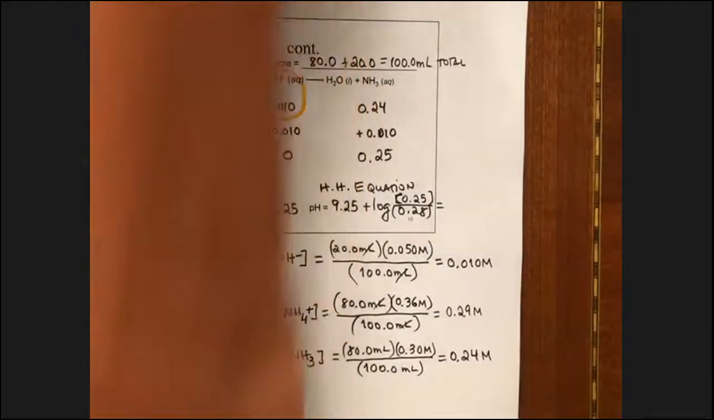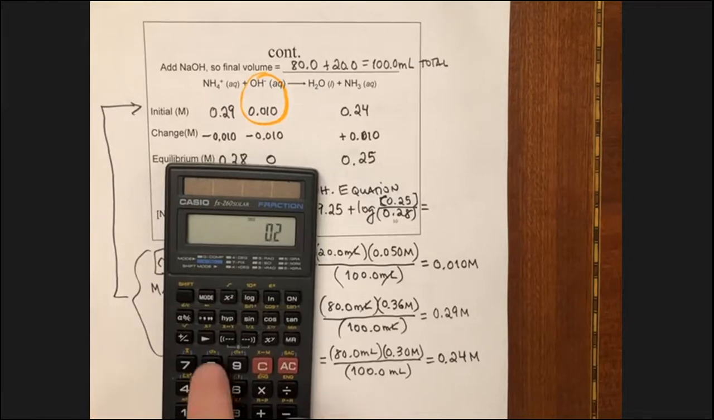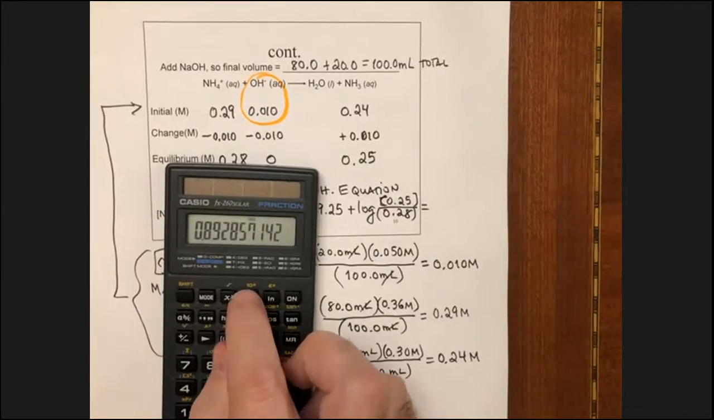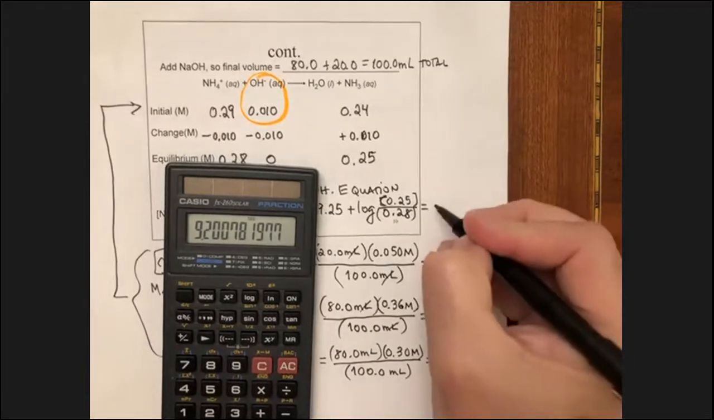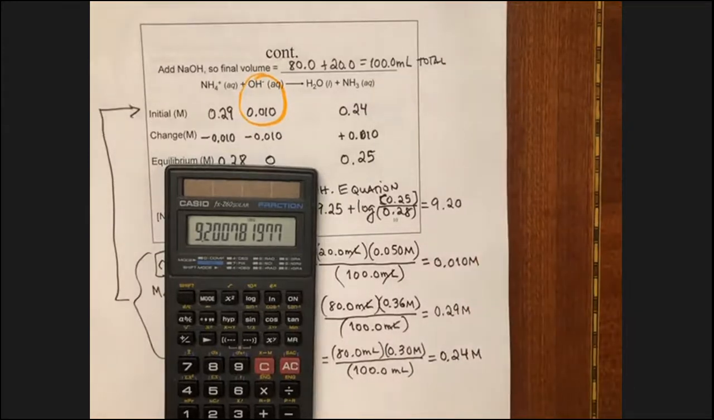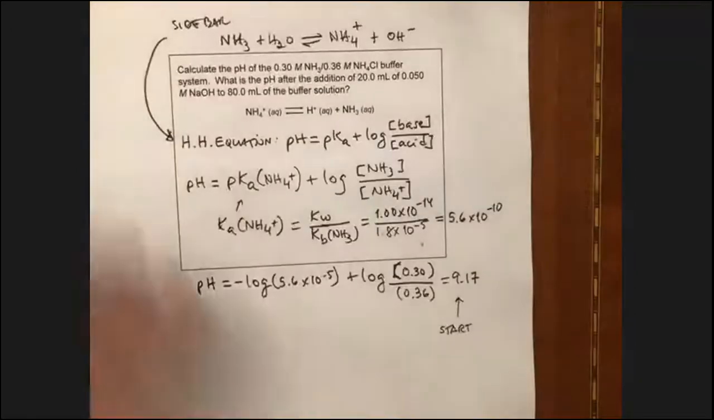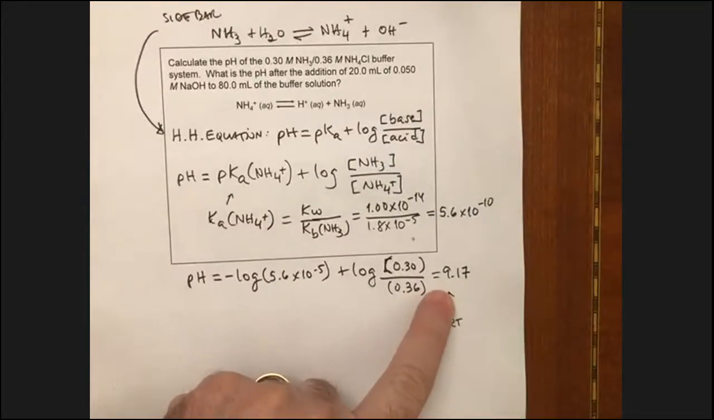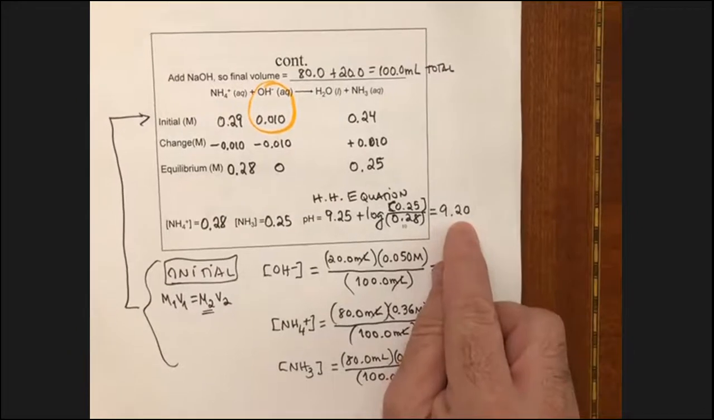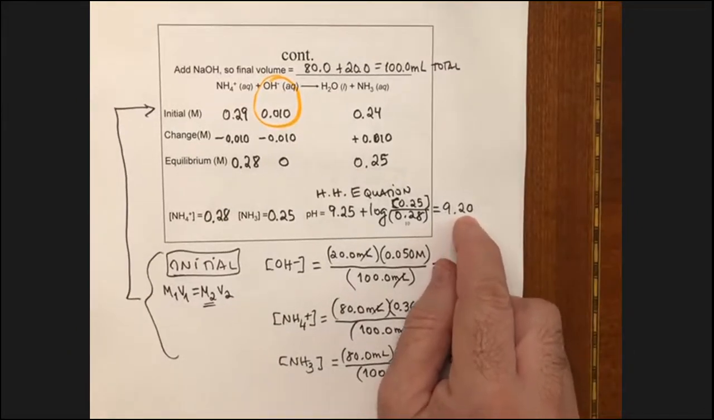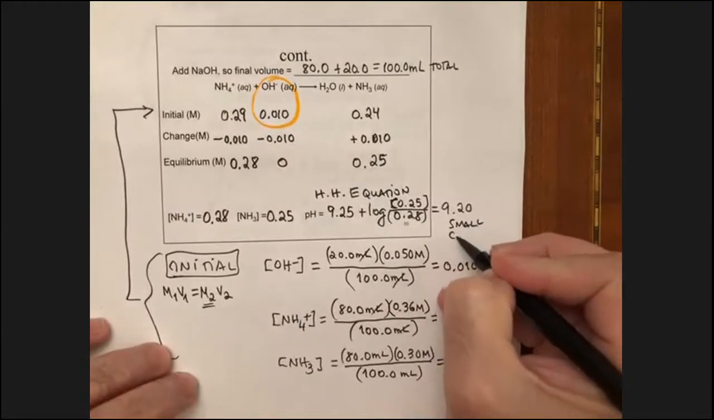All right, let's see what that is. 0.25 divided by 0.28 equals that. We're going to take the log of that, and we're going to add 9.25, and we get 9.20. So we had started with a pH that was 9.17. We added essentially 20 milliliters of base to this, and the pH barely changed, about 0.03 of a unit. Very, very small change.